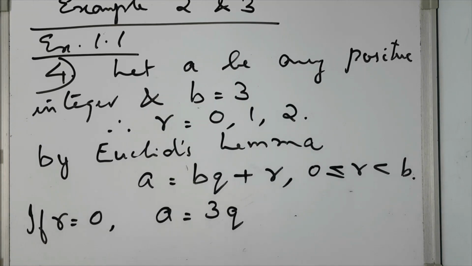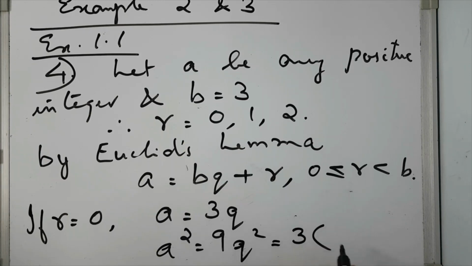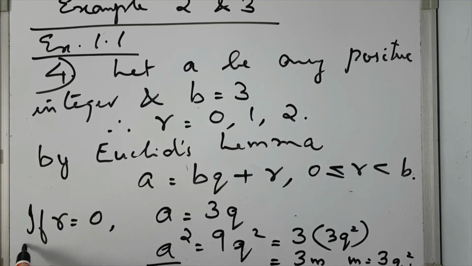Now here it's given the square of any positive integer. We have to square it. Therefore a square is equal to 9q square. We have to prove that the square of any integer will be of the form 3m or 3m plus 1. Can we write this as 3m? m can be anything. 9q square, I can write it as 3 times 3q square. So this is clearly of the form 3m, where m is equal to 3q square. Please understand this. So a square is a number in the form 3m. Thus we are getting a square is equal to 3m, where m is equal to 3q square. This is for r equal to 0.